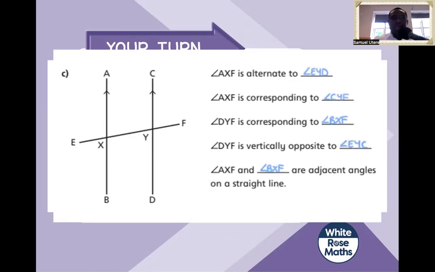So AXF is alternate to EYD. AXF, which is this angle here, is alternate to EYD, this angle here. AXF is corresponding to CYF. So this angle must be corresponding to this angle.